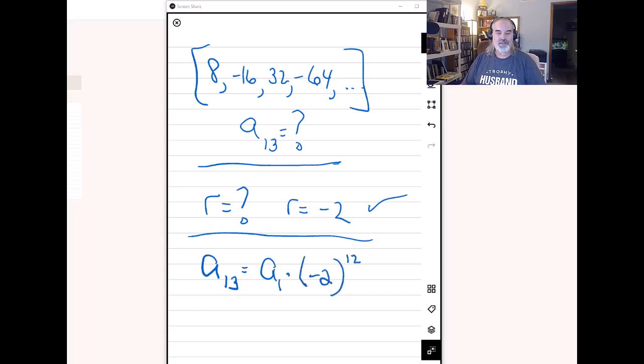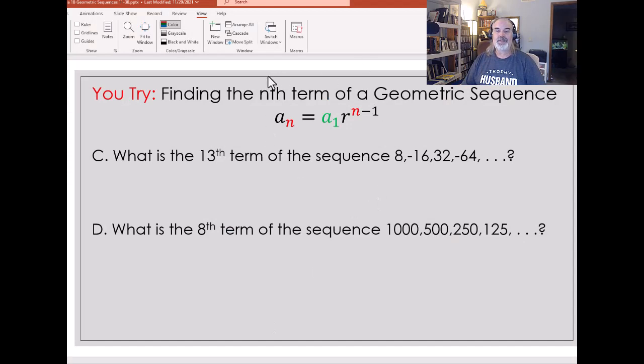Okay, remember that offset. Remember right here at the top of this screen. By a strict reading of all the letters in here, if we want A13, where n is 13, we're going to apply the ratio 12 times.